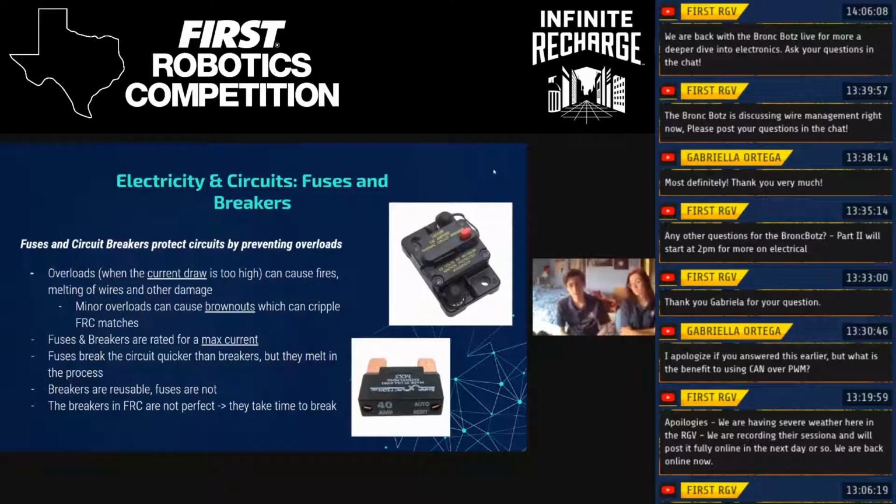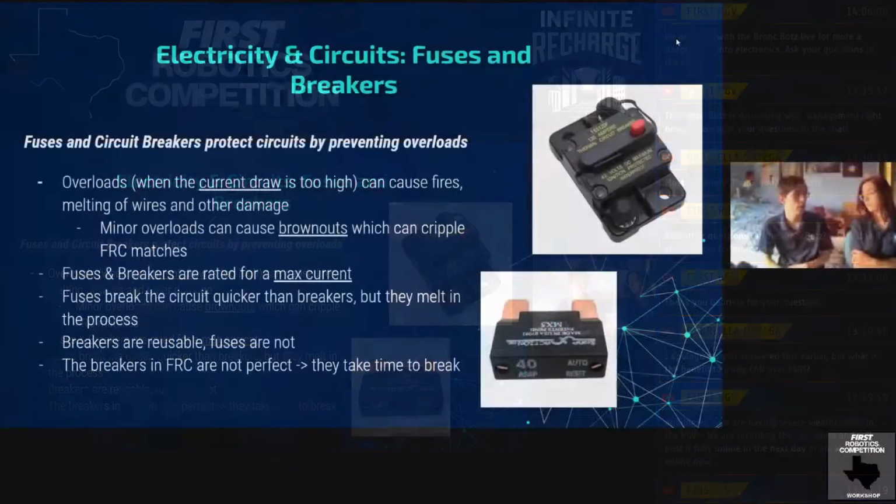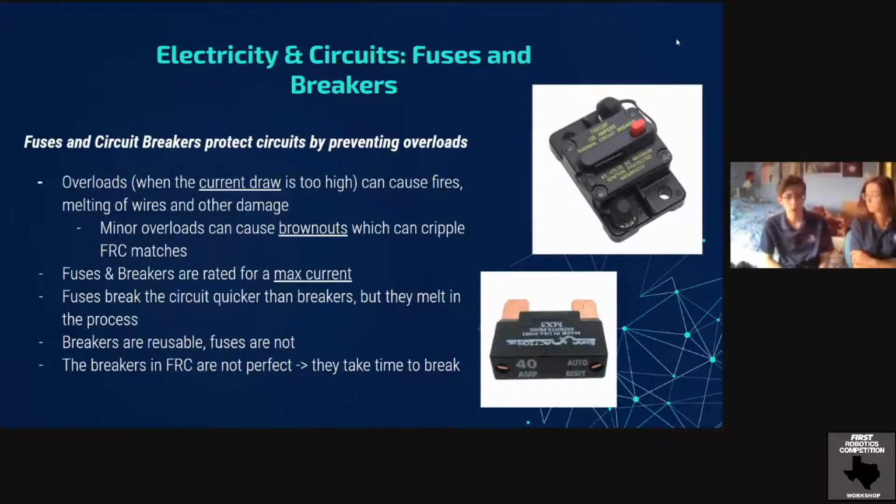So basically, if you pull too much current through a circuit, a lot of bad things can happen. First and foremost, your battery can get drained really, really fast. You can run out of power on the field. Your robot can start jittering. Worst case scenario, if it's a lot of current, something starts smoking or catches on fire. The metal inside your wires can melt, literally turn to liquid, if your resistance is not high enough.